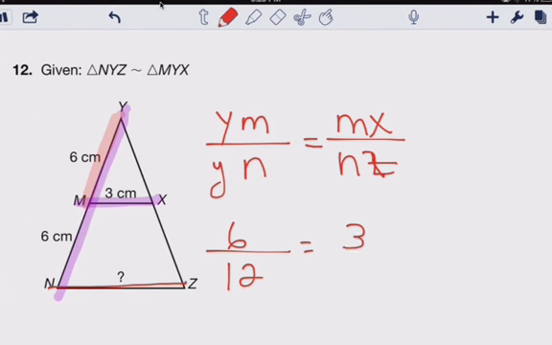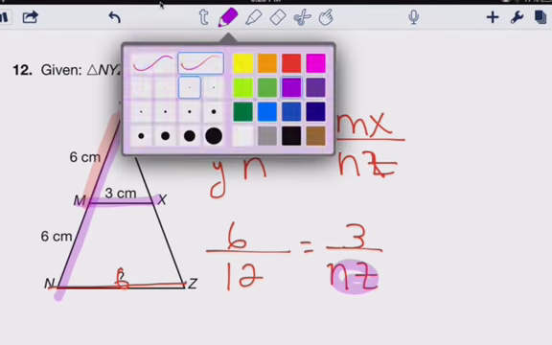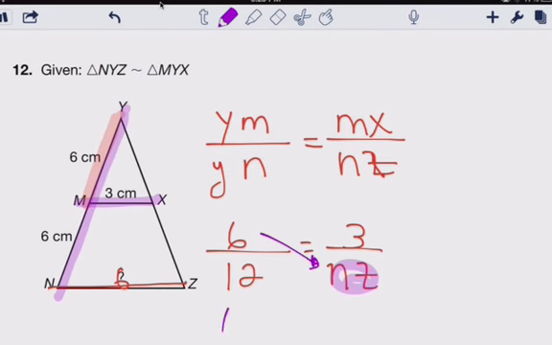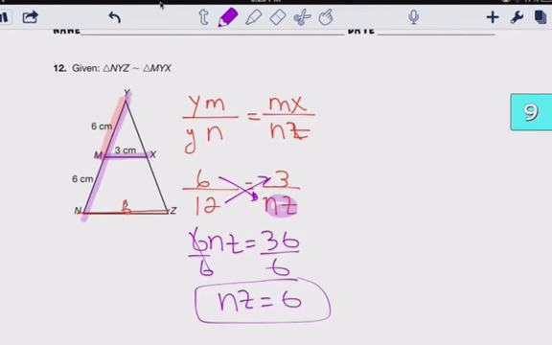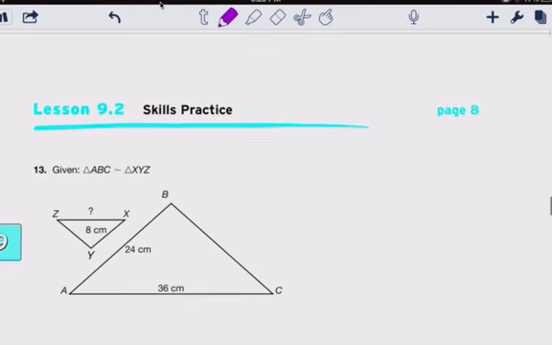So 3 to what number here? NZ, we don't know. 6, of course, because this is half. In order to be half, it's half. Okay, does that make sense? NZ is 6. Now, if you don't get it, you can do it by solving proportions. Going this way, 6 times NZ equals 3 times 12. That's 36, and then you divide by 6, and NZ is equal to 6, the length of NZ. Okay? Now that's one page.